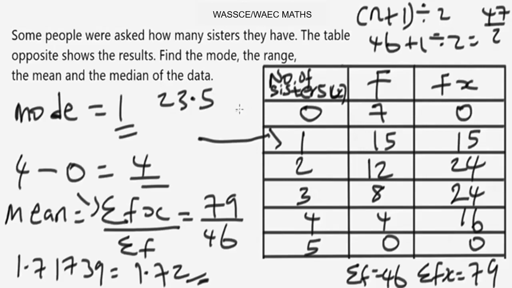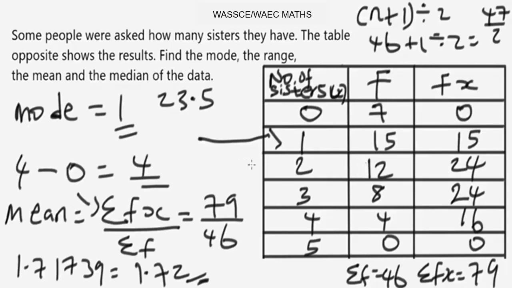Now we have 23.5. Next thing I'm going to do is ask yourself, from this frequency data we have, which values will we be adding up to get between 23.5 and 24? So when we add 7 plus 15, that will give us 22, not 23.5. Now 22 plus 12 will exceed 23.5, because 22 plus 12 will give us 34.